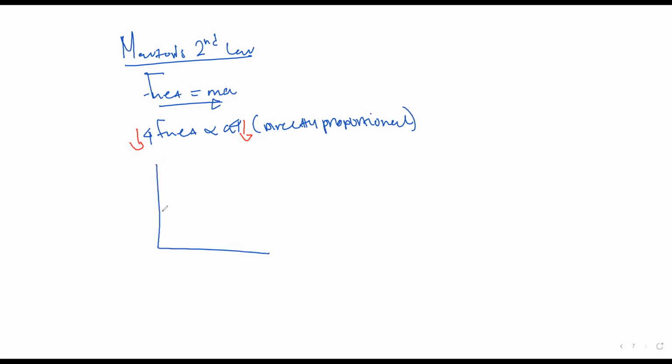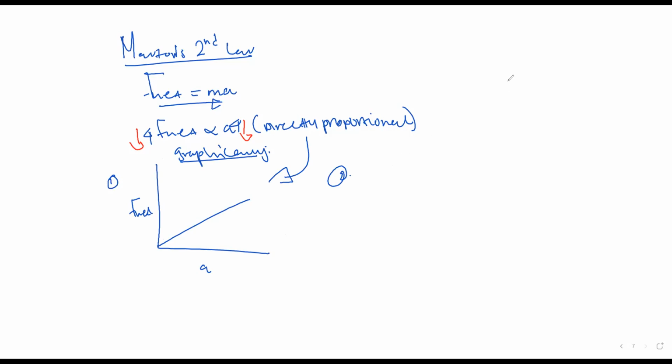Graphically, it's going to be written like this: F net against acceleration, directly proportional. This is a directly proportional graphical representation. This is the first situation. This is the second situation.